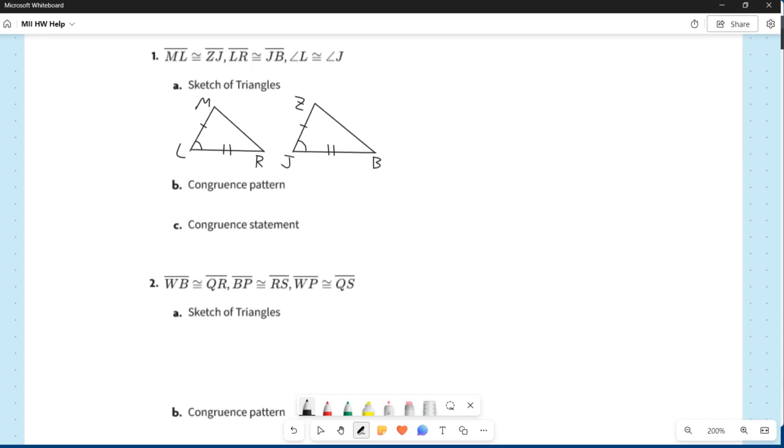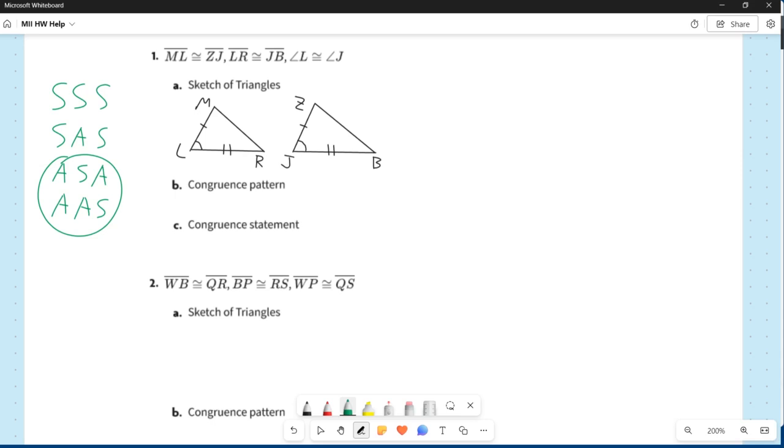Part B is asking, all right, well, what is the congruence pattern that we have here? And just as a quick reminder, the various congruence patterns that we can choose from are side, side, side; side, angle, side; angle, side, angle; and angle, angle, side. The last two are in some ways kind of sort of the same thing. We'll deal with that when we have to deal with it. We're not going to encounter it with number one.